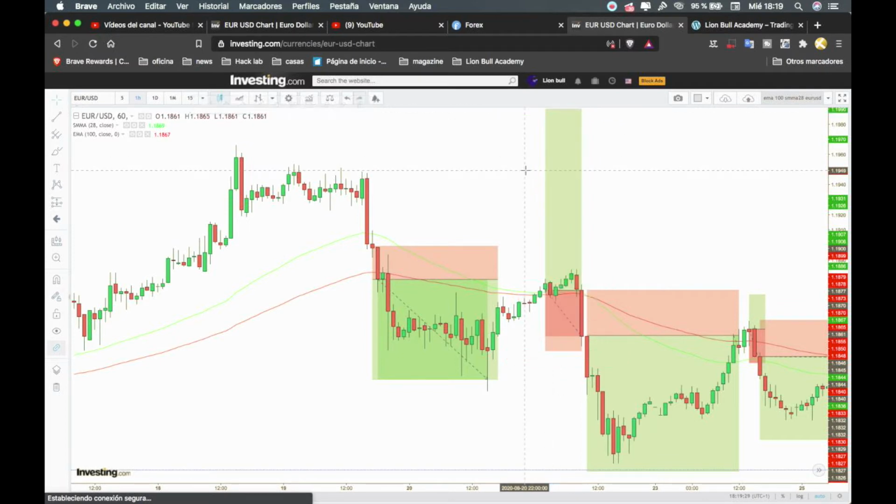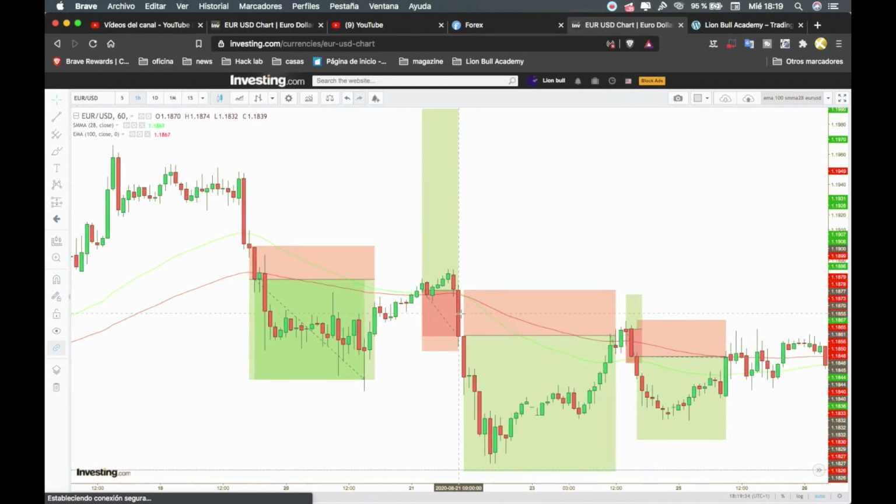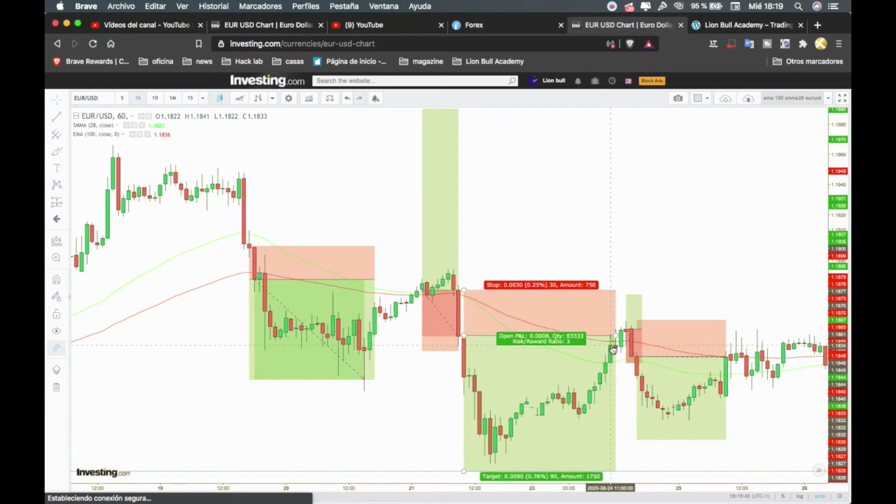There. Like this, you have the risk reward. Then we wait for the next candle. We again put an operation and we close with a little bit of profit because the candle closed here. When is the next sell?